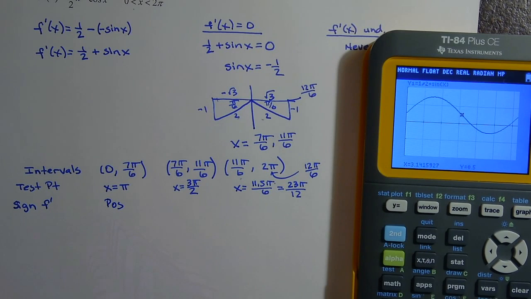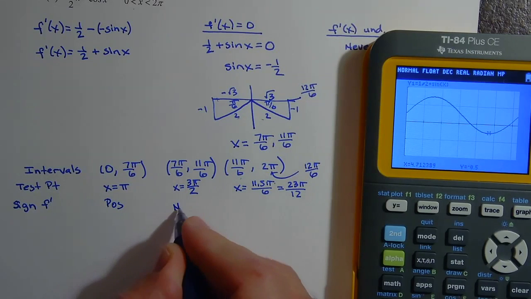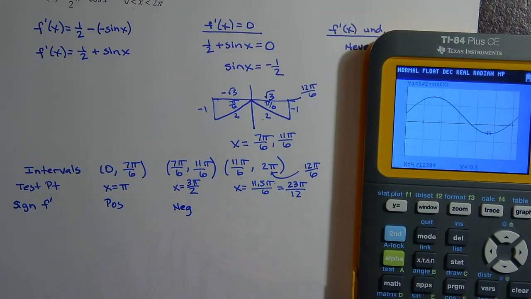When we put 3 pi over 2 into this, okay, so 3 pi divided by 2, it won't let you do fraction bars on this, okay? We get a negative value. And when we put 23 pi divided by 12, we get a positive value.